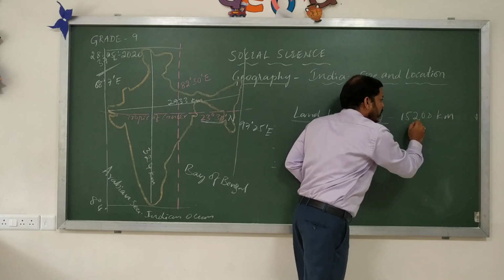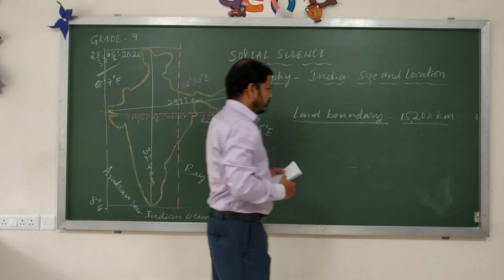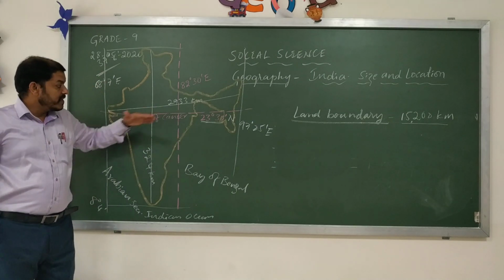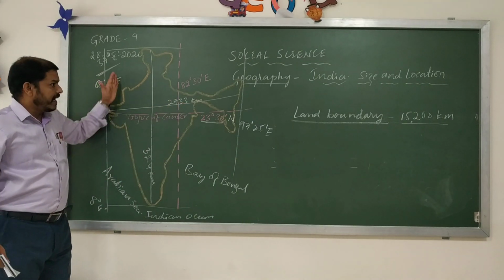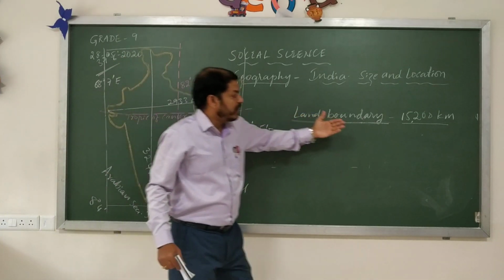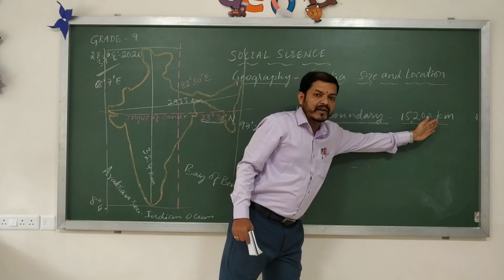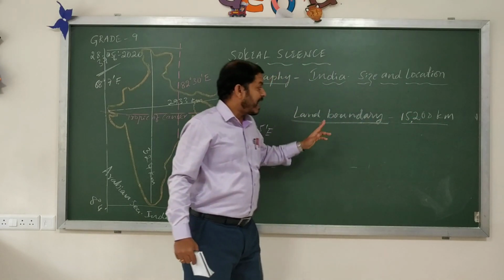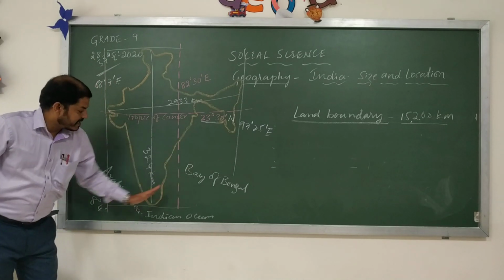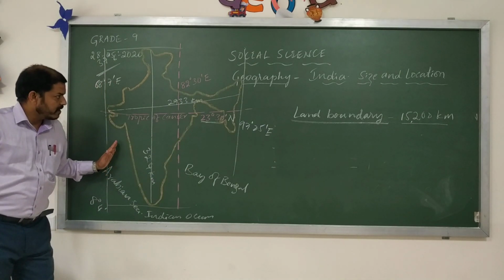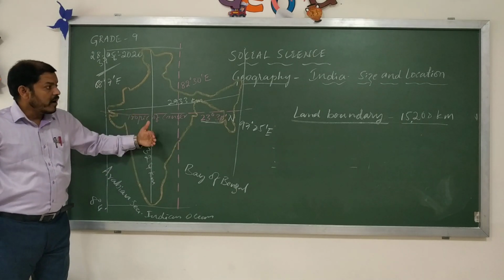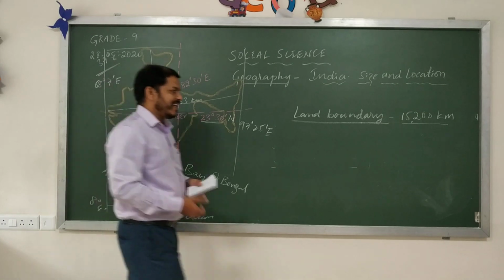is 15,200 kilometers. The total area we say in square kilometers. This is the distance we calculate, the borders or the boundary, we call it in kilometers. So 15,200 kilometers is the total land boundary. So I already told you there are three sides surrounded by water, and now we have to learn what the total coastline length is.